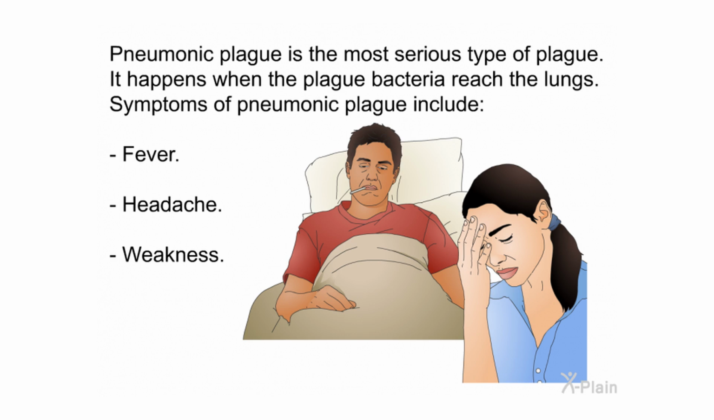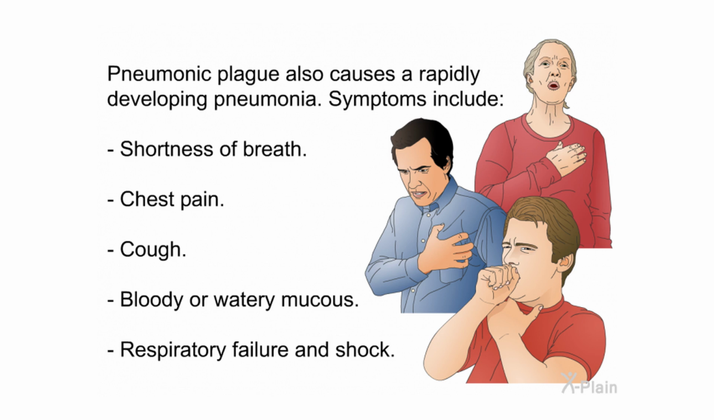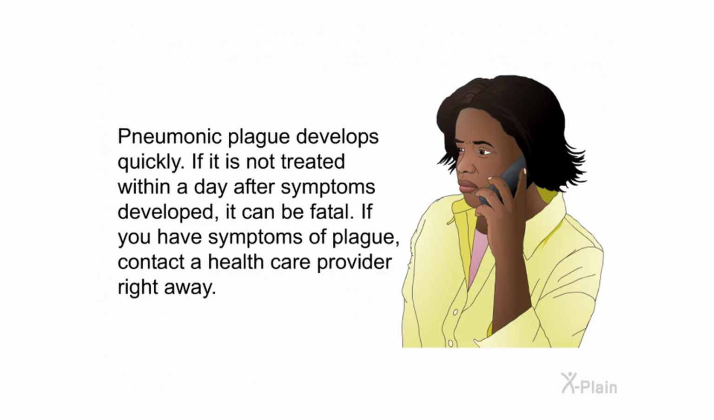Pneumonic plague is the most serious type of plague. It happens when the plague bacteria reach the lungs. Symptoms of pneumonic plague include fever, headache, weakness. Pneumonic plague also causes a rapidly developing pneumonia. Symptoms include shortness of breath, chest pain, cough, bloody or watery mucus, respiratory failure, and shock. Pneumonic plague develops quickly. If it is not treated within a day after symptoms develop, it can be fatal. If you have symptoms of plague, contact a healthcare provider right away.